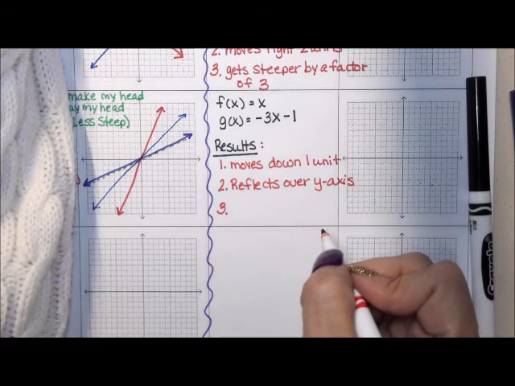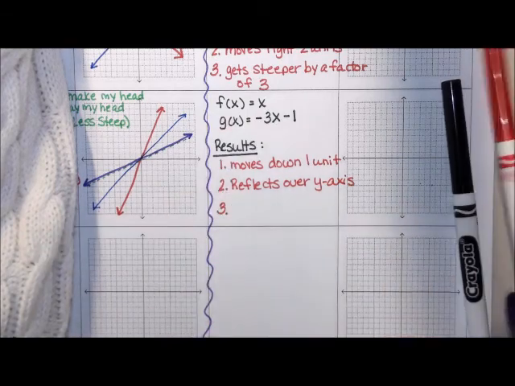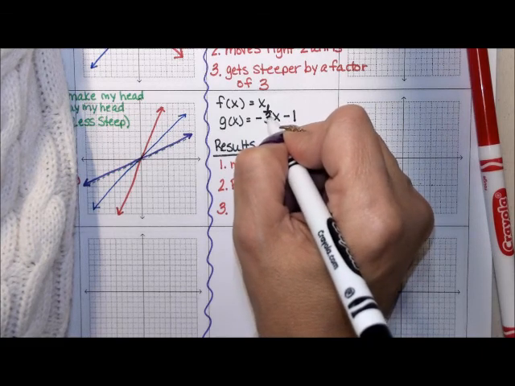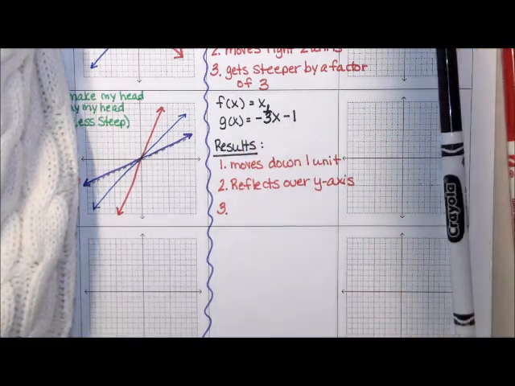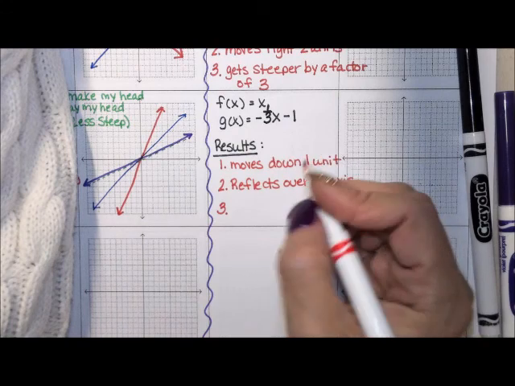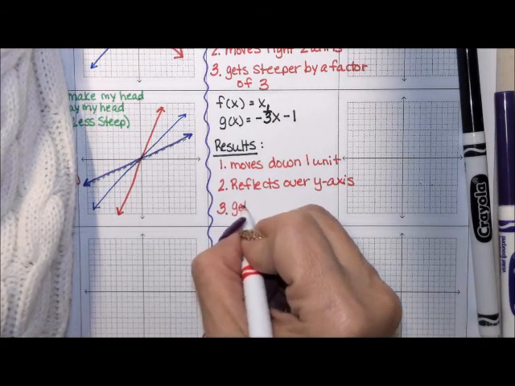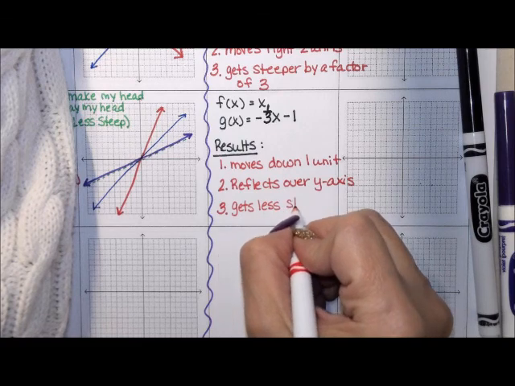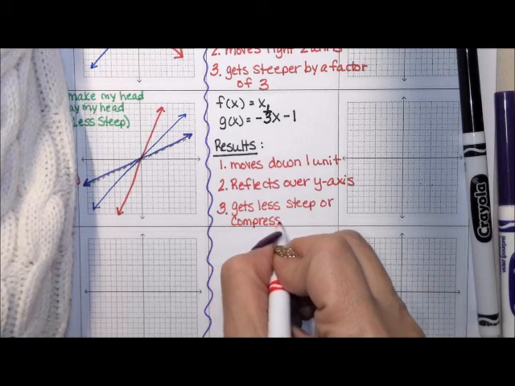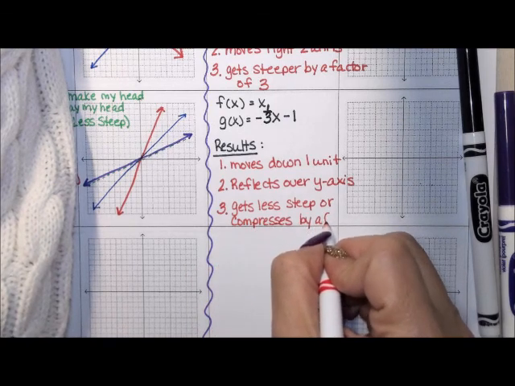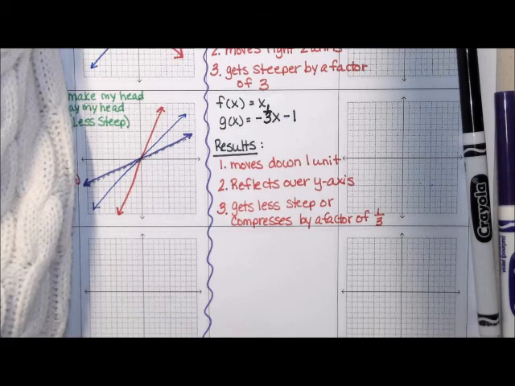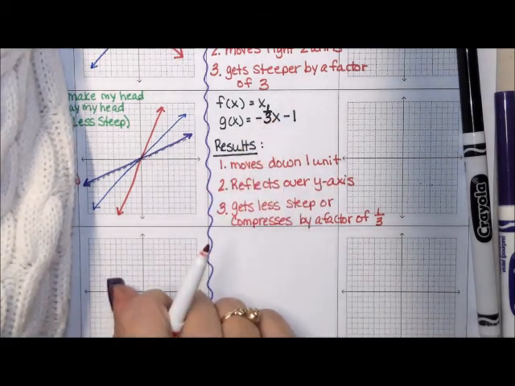And the last thing I'm going to look at, yep, that 3 right there. You know what we're going to do? We're going to do a little quick fix. We're going to change that to 1 over 3. We're going to make that into a fraction. Oh, what does that 1/3 do? 1/3 is a fraction. Oh, fractions make my head hurt. So this gets less steep or compresses by a factor of 1/3. There we go. That fraction right there makes it compress down.